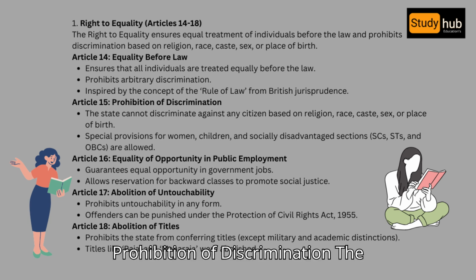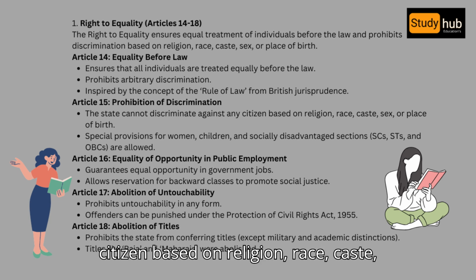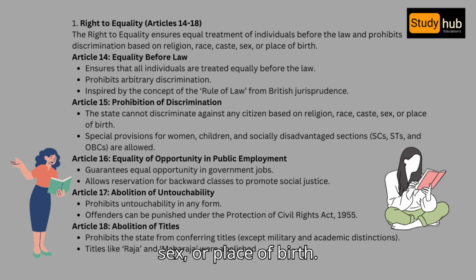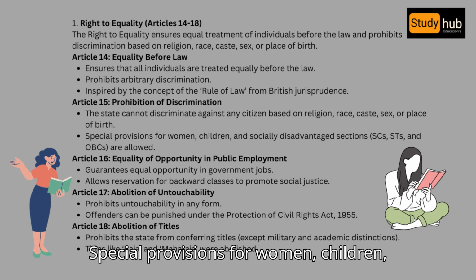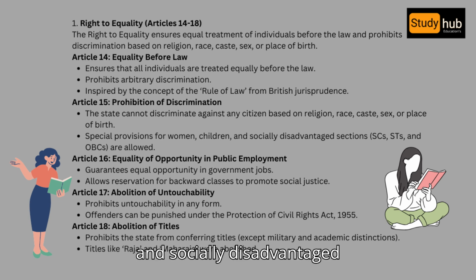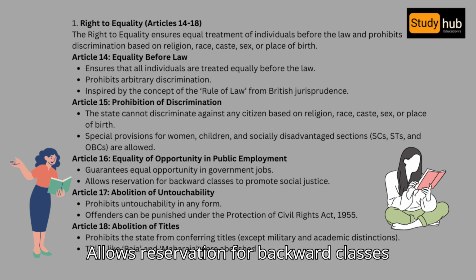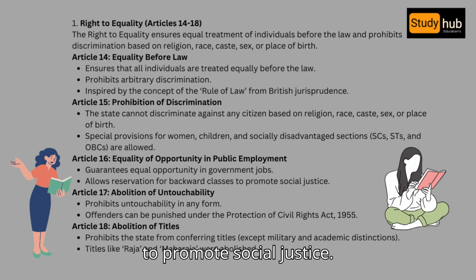Article 15, Prohibition of discrimination. The state cannot discriminate against any citizen based on religion, race, caste, sex, or place of birth. Special provisions for women, children, and socially disadvantaged sections, SCs, STs, and OBCs, are allowed. Article 16, Equality of opportunity in public employment. Guarantees equal opportunity in government jobs. Allows reservation for backward classes to promote social justice.